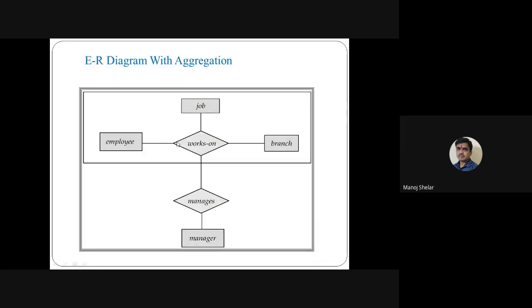So employee, branch and job together are combined into one higher level entity. Manages is then only one relationship, and manager is the lower level entity. So there is only one relationship, instead of employee manages manager, job manages manager, and branch manages manager. The main purpose of aggregation is to reduce relationships in the ER diagram.